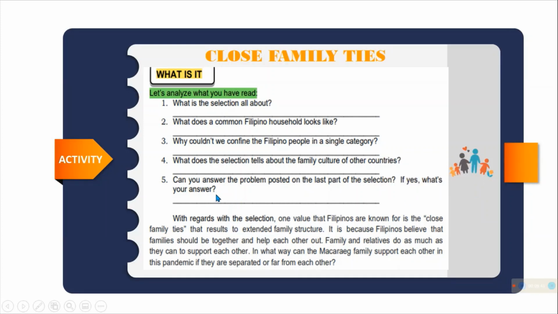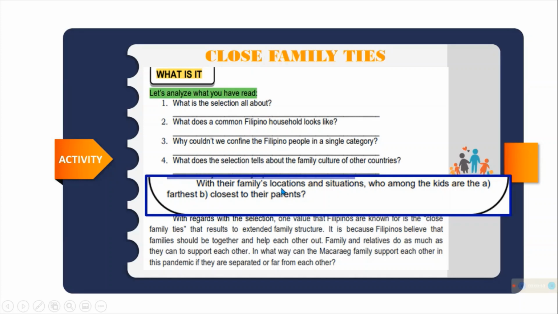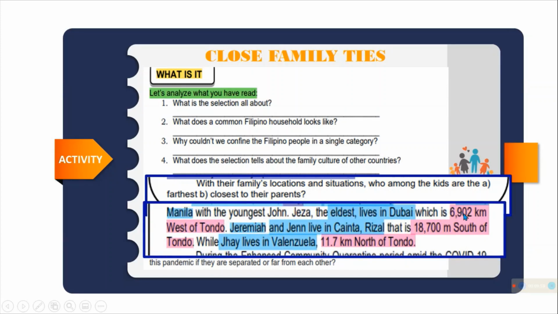So dito tinatanong kung kaya ba natin sagutin ang last question. If yes, what is your answer? So ito yung tanong, with your family location and situation, among the kids are the farthest or the closest to their parents. So ito yung distance na binigay. Si Jessa, yung pinakapanganay, nasa Dubai. And then si Jeremiah, then nasa Cainta. And then si Jay naman nasa Valenzuela. So yun sa kanila, ang mas malayo.